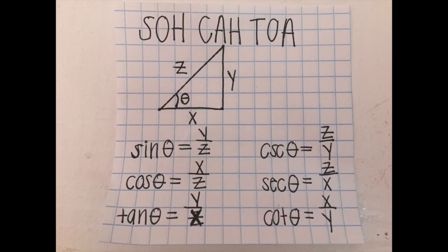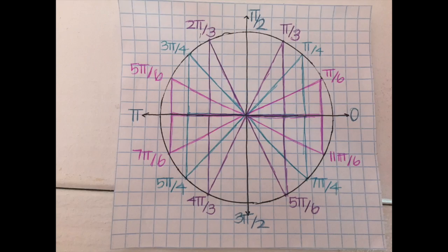So essentially what you have here is the basics of SOHCAHTOA. Sine is going to be opposite over hypotenuse, cosine is going to be adjacent over hypotenuse, and tangent is going to be opposite over adjacent. And then you have the inverses of the sine, cosine, and tangent functions: the inverse of sine is cosecant, the inverse of cosine is secant, and the inverse of tangent is cotangent.